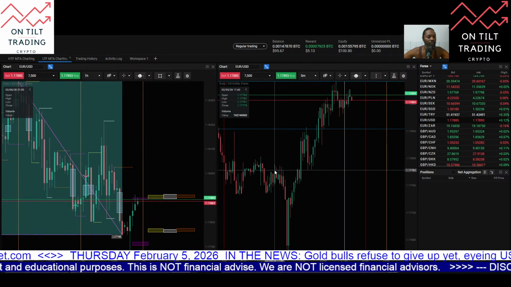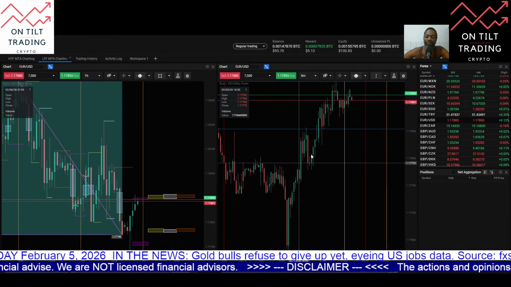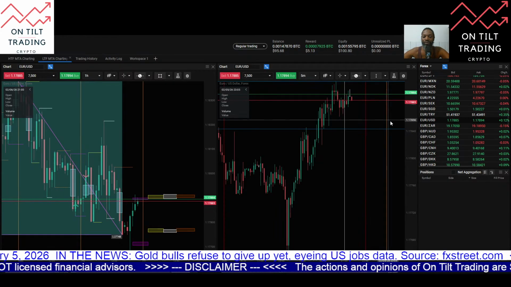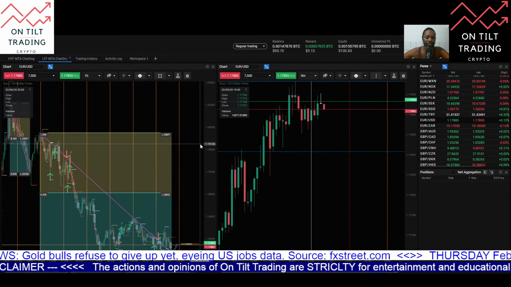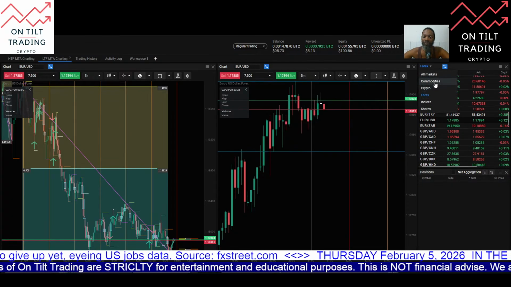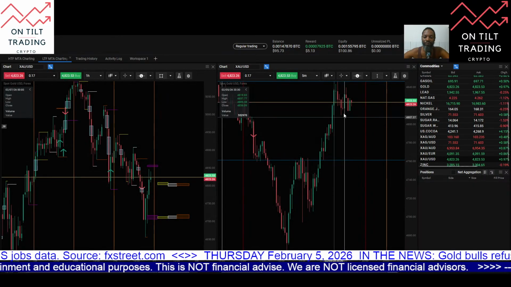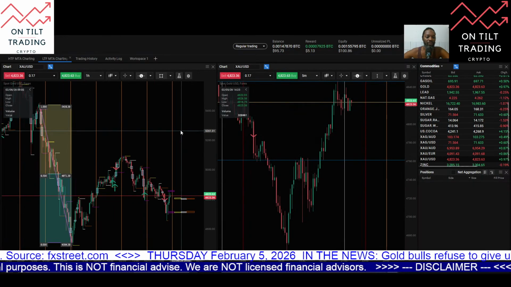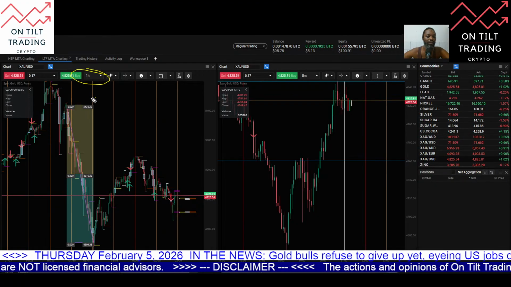I am currently watching the euro dollar, gold, and silver for any potential entries here. Currently, this is the euro dollar. Then we'll switch over. I was watching this. In the meantime, I'm going to switch over to gold, and then I'll work my way back down to forex. So this is what I'm seeing here on gold, here on the 1 hour.